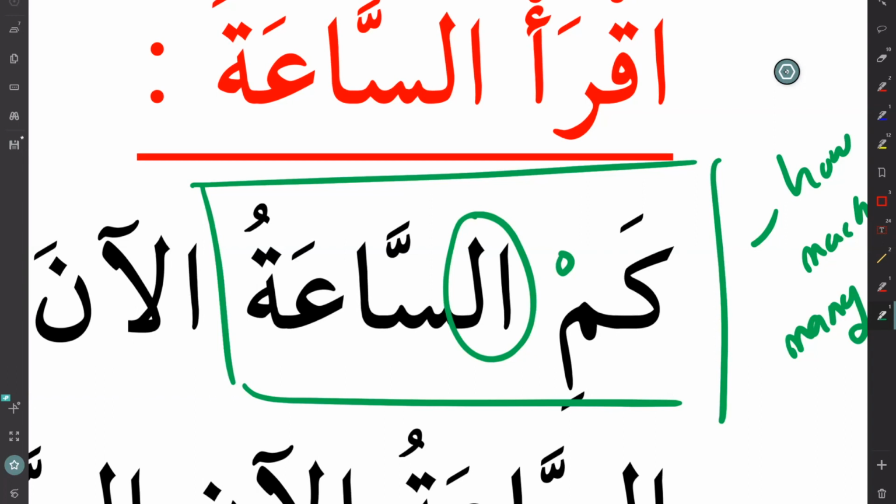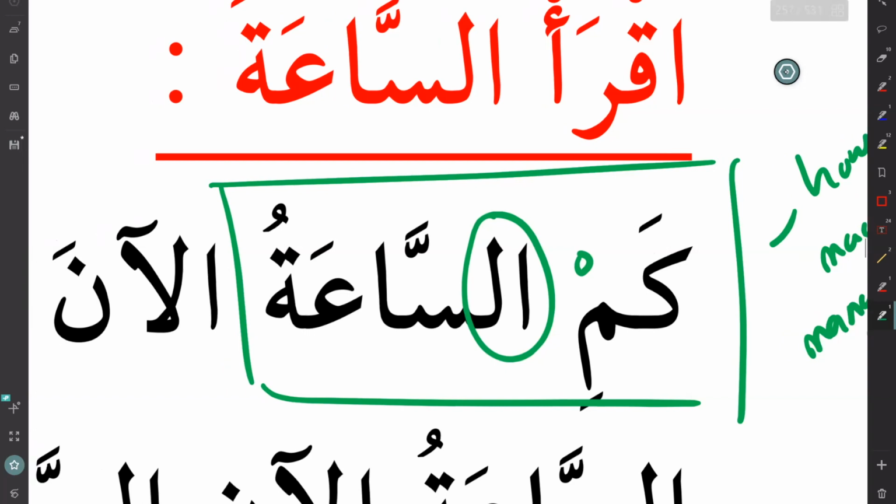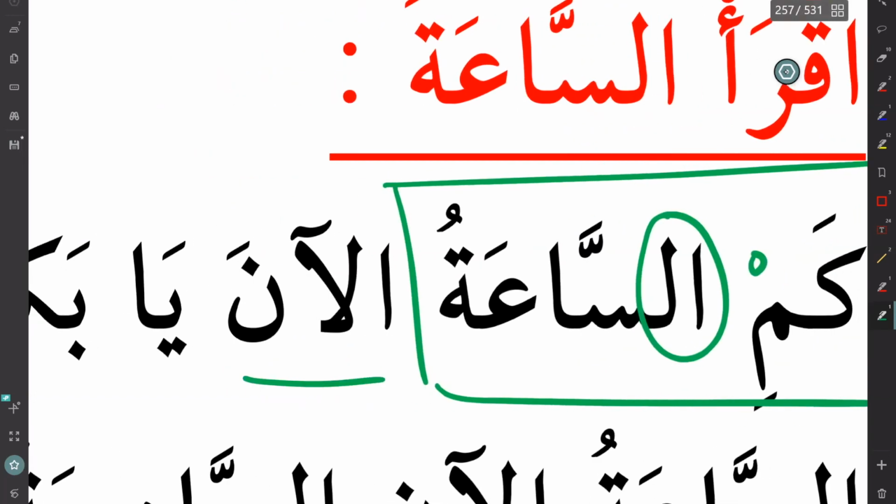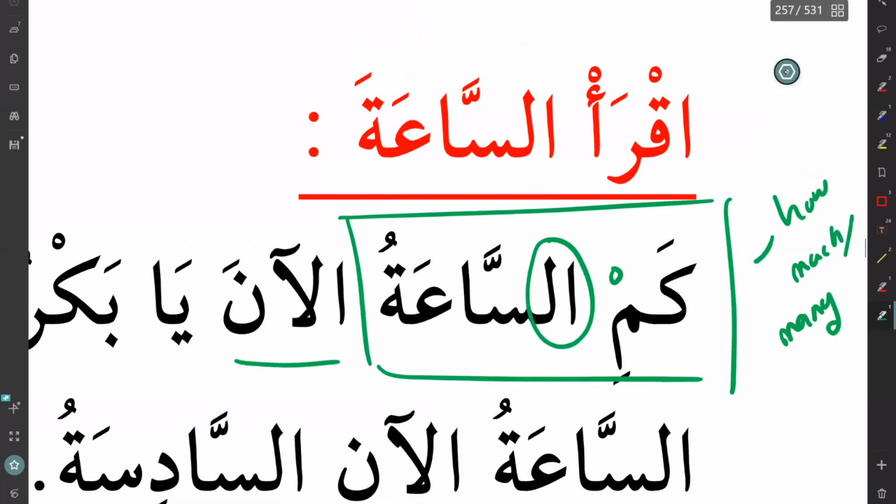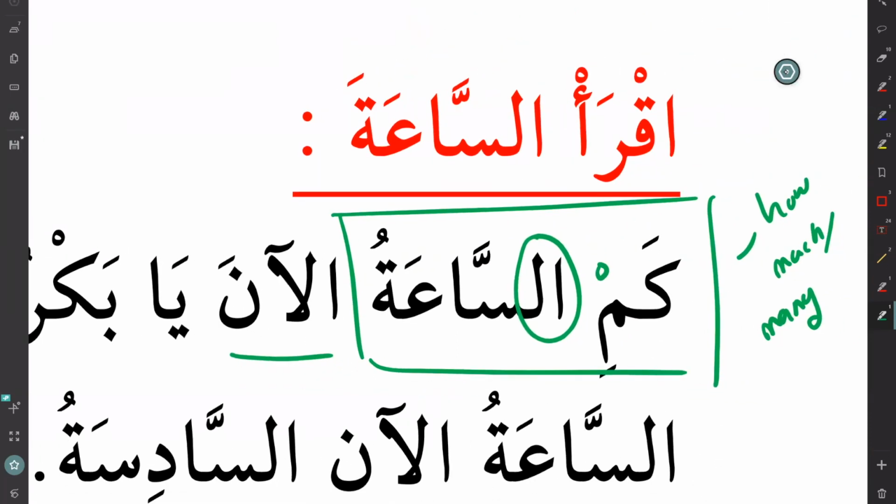Okay, so just learn this expression. You're asking someone what time is it, you say kamisa. Okay, you can say kamisa al-an, which means what time is it now. In English, if you want to say what time is it now, or you can just say what time is it. You will say kamisa.